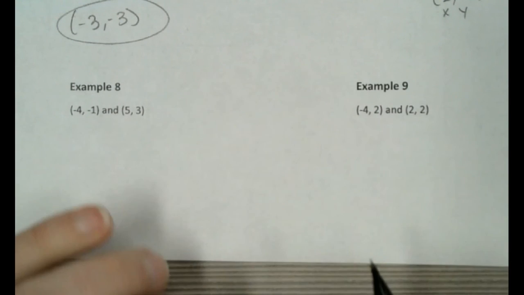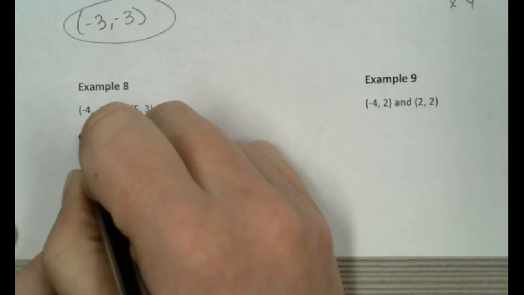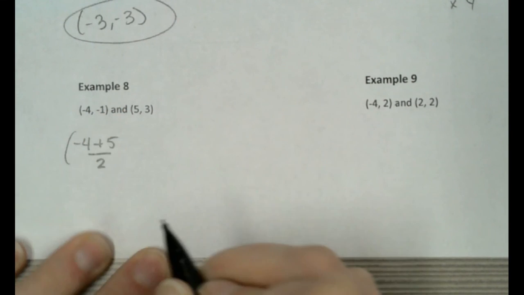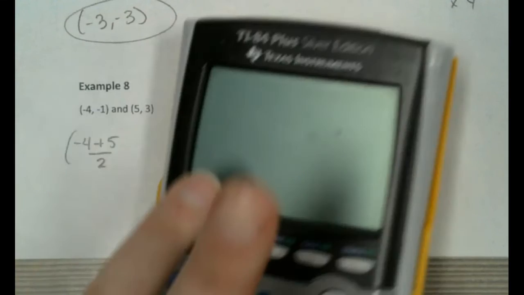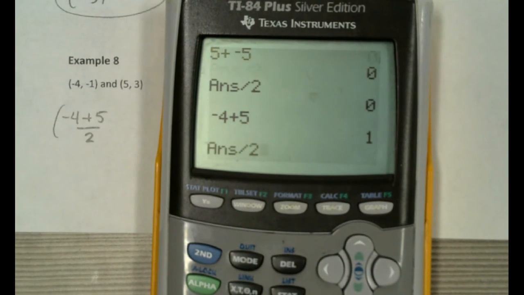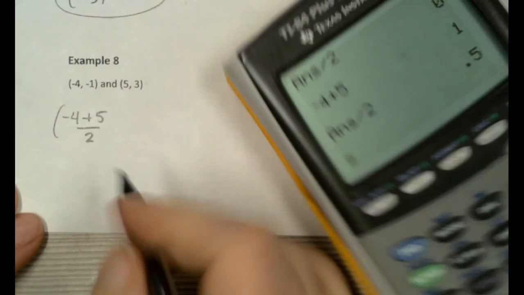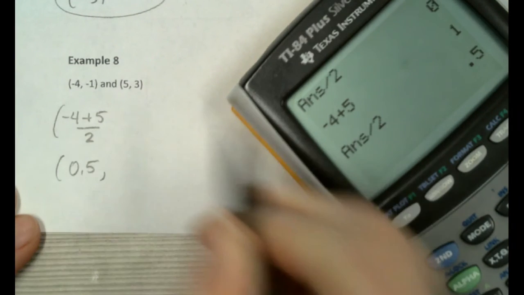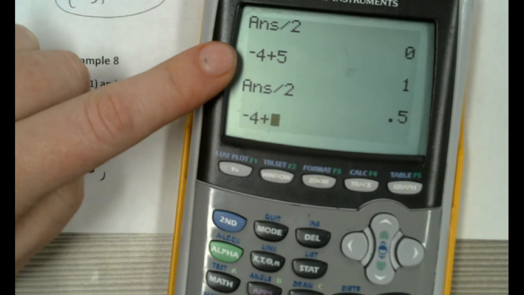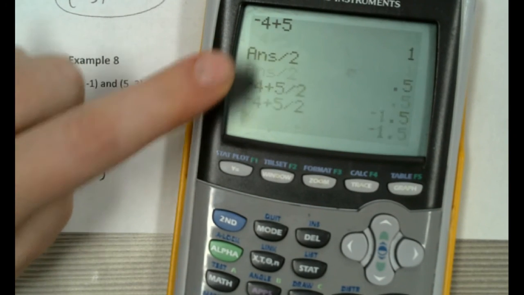All right, so just to go over those real fast, I'm going to add my x's. -4 plus 5 divided by 2. Let's see what we get. Remember, -4 plus 5, hit enter, and then divide by 2. It is 0.5, or in other words, 1/2. Again, if you don't do this in 2 separate steps, if you type it in and then divide by 2, it will give you the wrong answer.